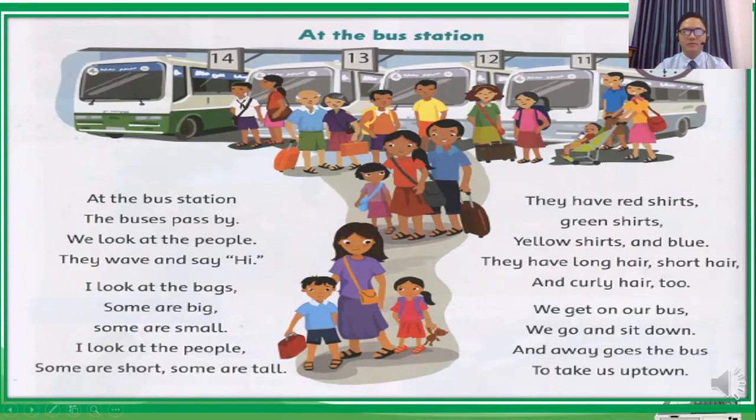Listening 102. Listen and read. At the bus station. At the bus station, the buses pass by. We look at the people. They wave and say hi. I look at the bags. Some are big, some are small. I look at the people. Some are short, some are tall. They have red shirts, green shirts, yellow shirts, and blue. They have long hair, short hair, and curly hair too. We get on our bus. We go and sit down. And away goes the bus to take us uptown.